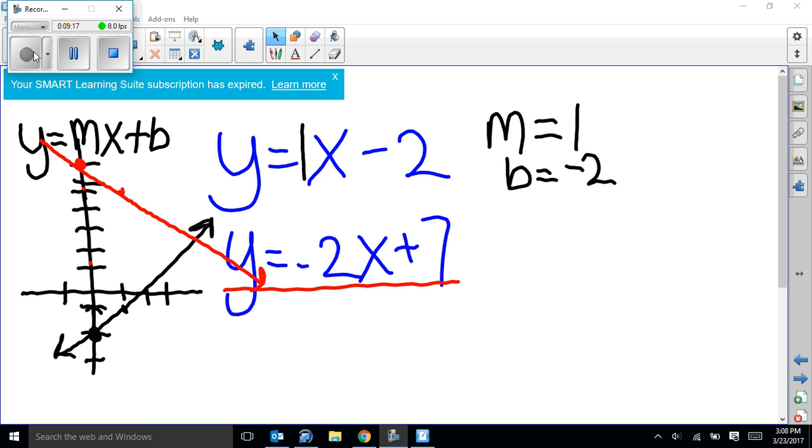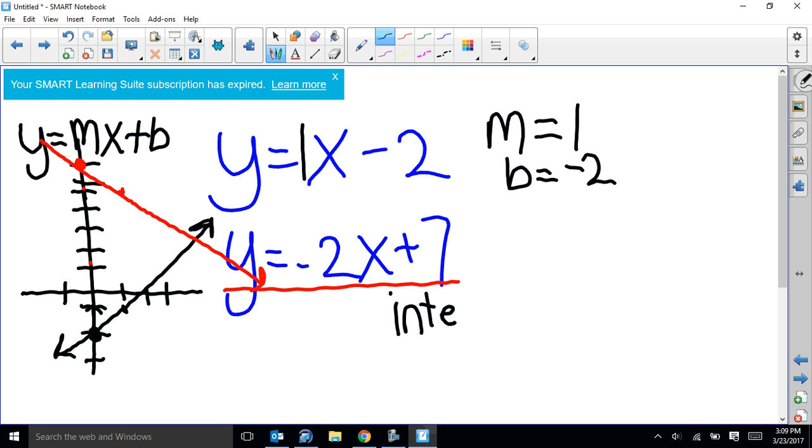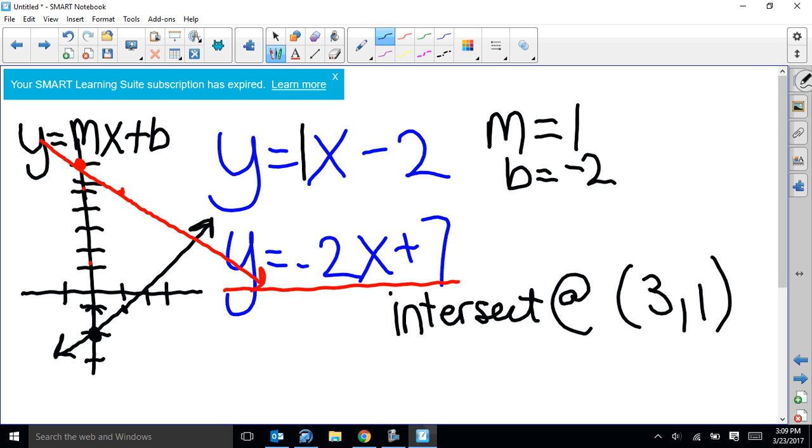So after graphing both lines, where are they intersecting? What's the point where they cross? So they intersect. All right, so what's the point where they intersect? They intersect at 3, 1. Are they straight lines? Double check your slope.